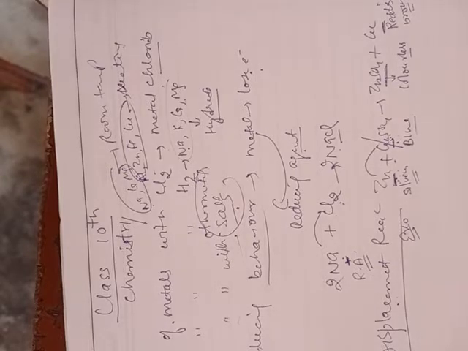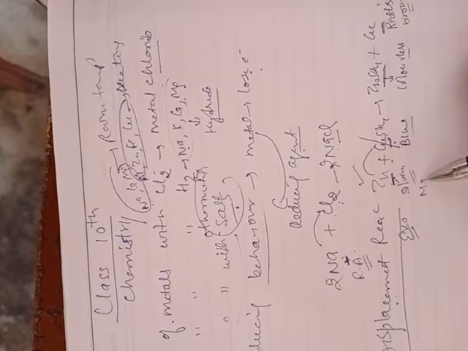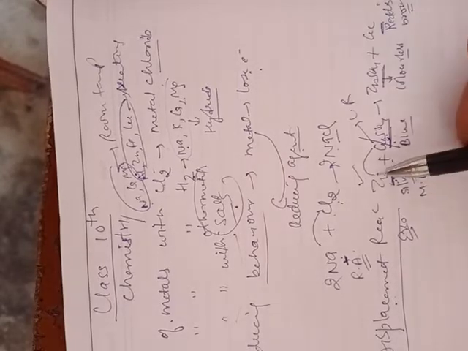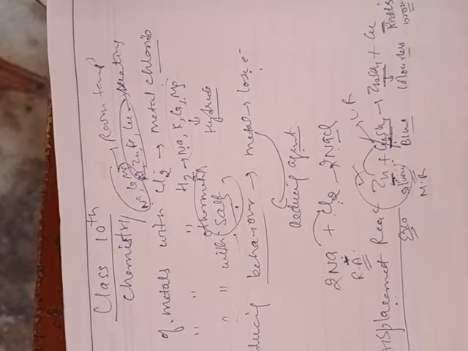Next is why some metals are more reactive and other metals are less reactive. Now in this reaction, suppose we have explained that zinc metal is more reactive, and in this salt solution this copper metal is less reactive. Why is zinc more reactive and why is copper less reactive? So this reactivity can be explained.